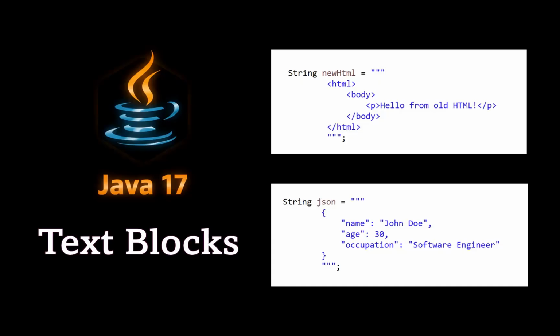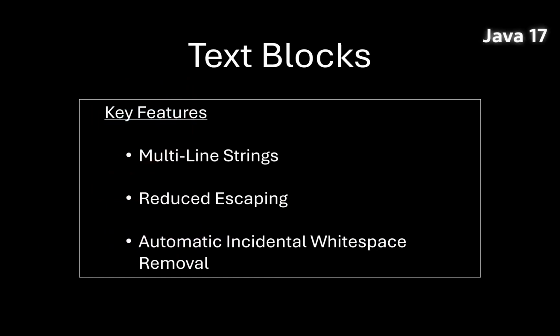Text blocks. Java text blocks is a feature which was fully introduced in JDK 15. However, it is available in Java 17. Text blocks simplify the creation of multi-line strings. This eliminates the need for tedious concatenation and escape sequences that were common with traditional string literals. These are a few key features of text blocks.